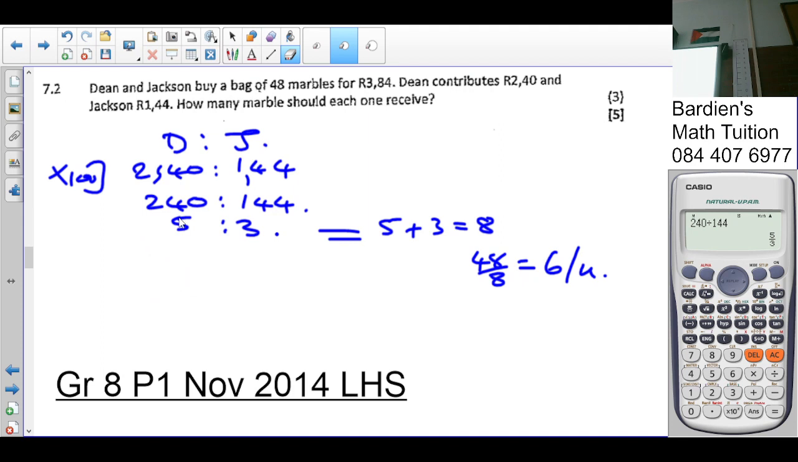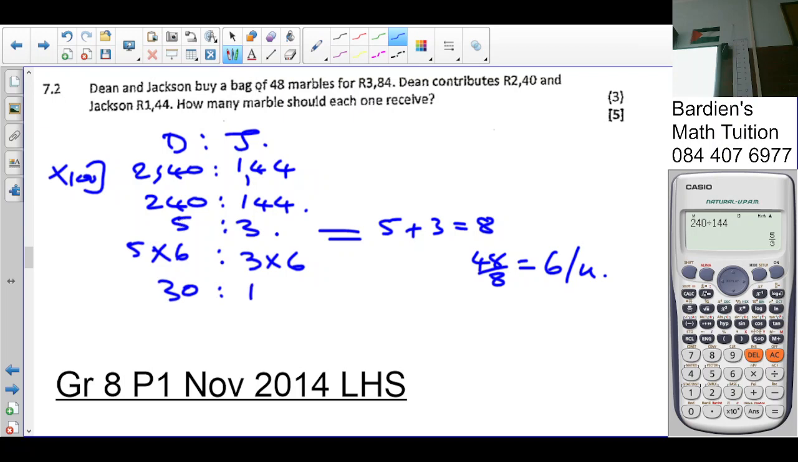However, Dean gets 5 of those units. So I say 5 times 6, whilst Jackson gets 3 times 6. 5 times 6 is 30, and 3 times 6 is 18. So Dean gets 30 marbles, whilst Jackson gets 18. Okay, if you go with that ratio. Again, I know you guys were not exposed to this yet.